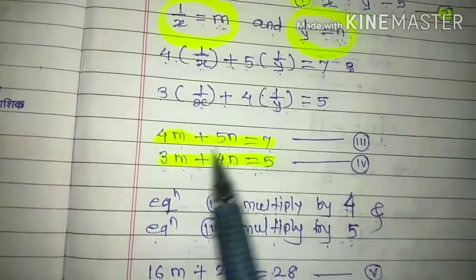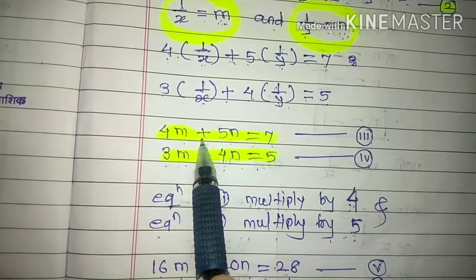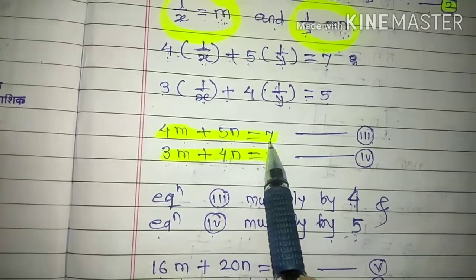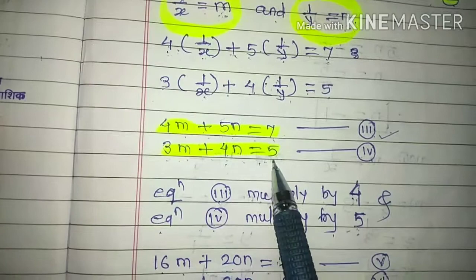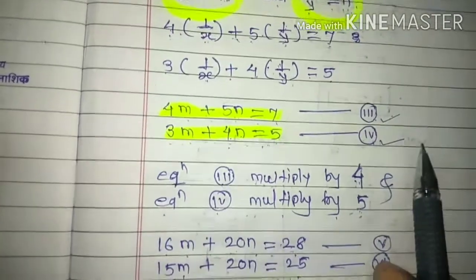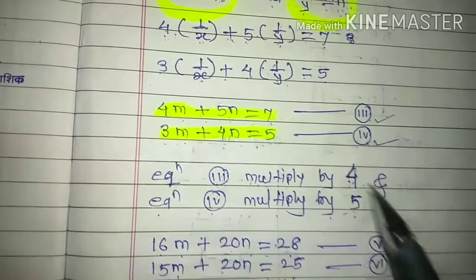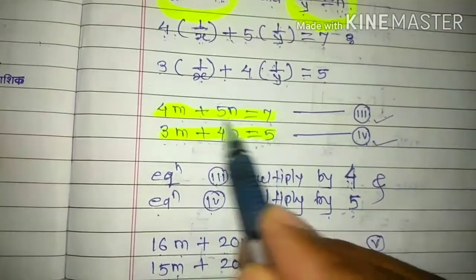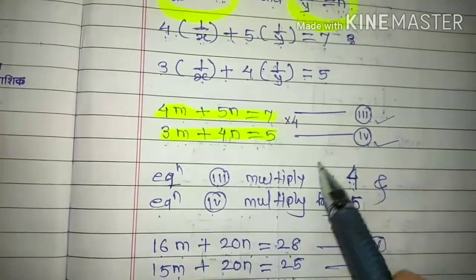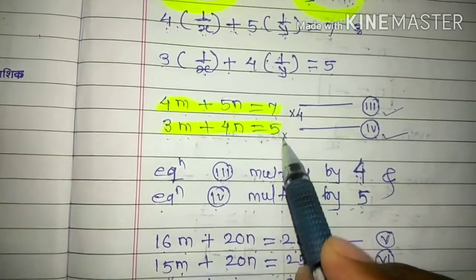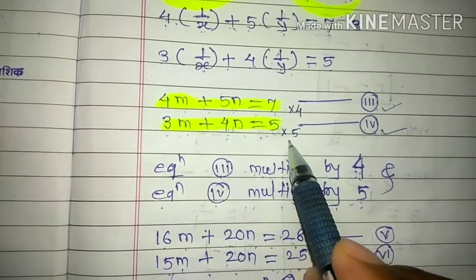Now, therefore, the new equations are 4m + 5n = 7. This is equation 3, and 3m + 4n = 5. This is equation number 4. Now, equation 3 is multiplied by 4, and equation 4 is multiplied by 5.